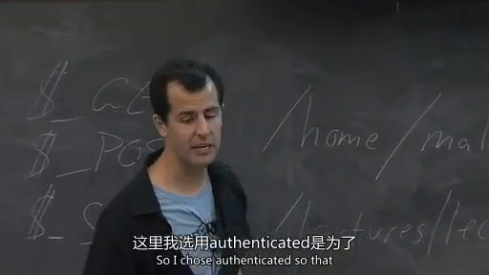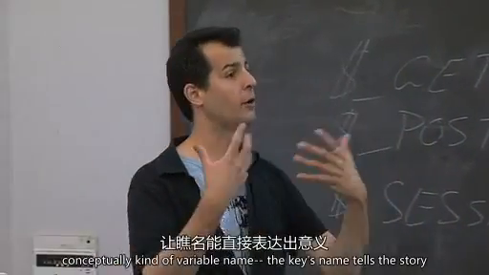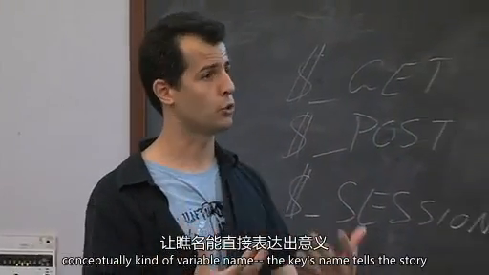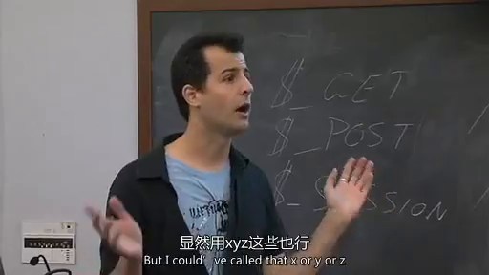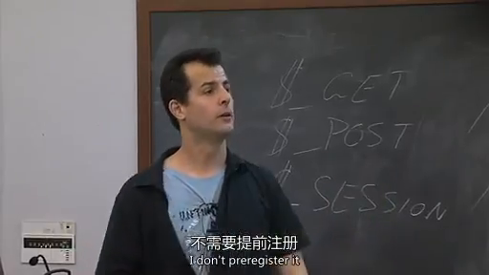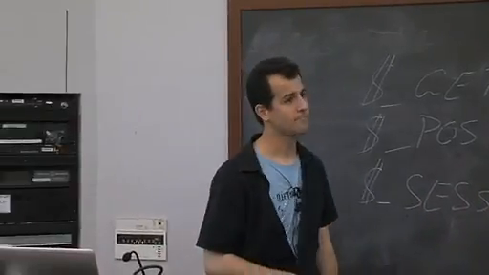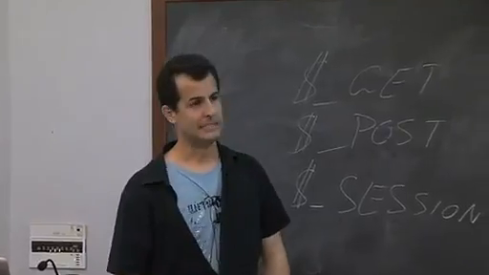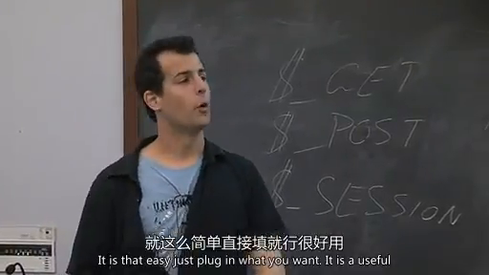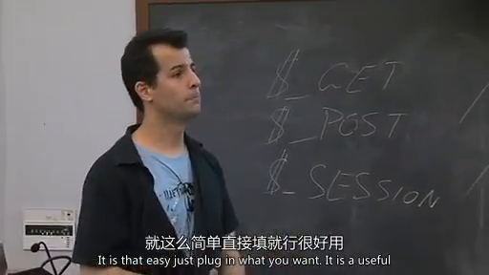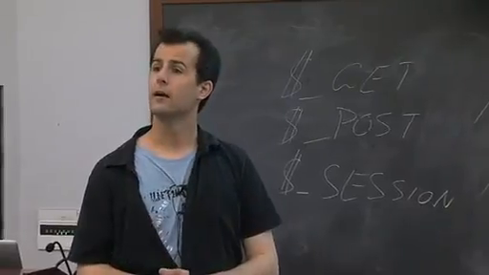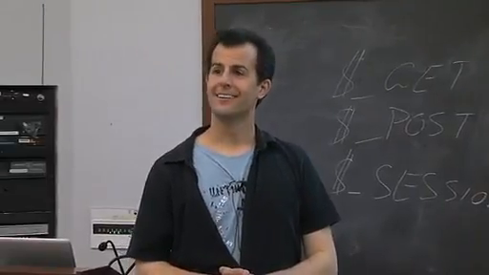So I chose authenticated so that, conceptually, the key's name tells the story, but I could have called it X or Y or Z. I don't have to pre-register it. There's not some config file somewhere where you say I have a field called authenticated and it's a Boolean. It is that easy. Just plug in what you want. It's that useful.